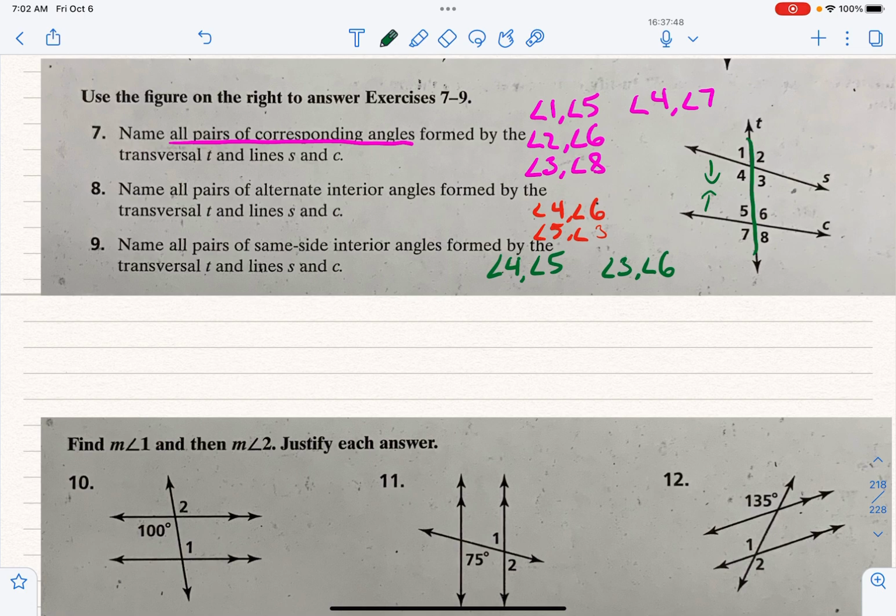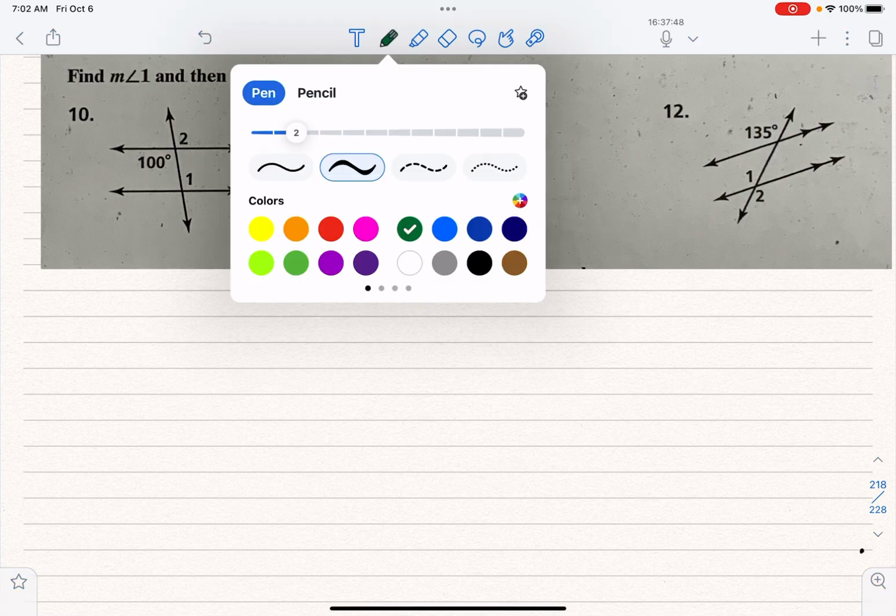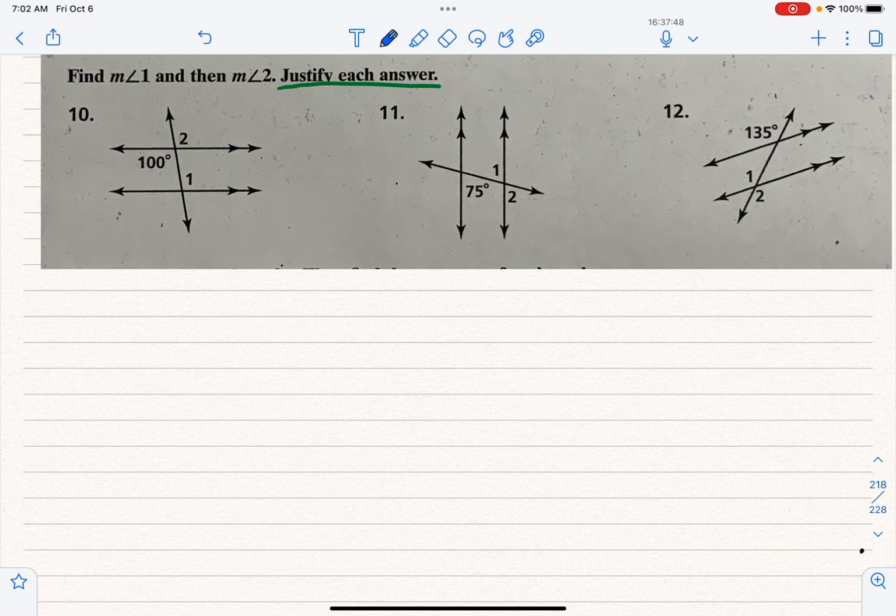Now those were all the real simple problems. Hey, name this, name that. Now we get into problems where you have to actually do something. And we said the most important part of this one was to justify your answer. Okay, so on these, I can see that this angle and this angle are alternate interior angles.